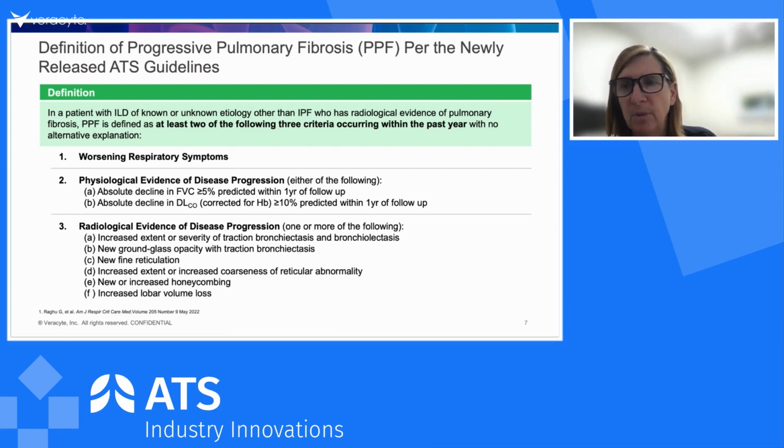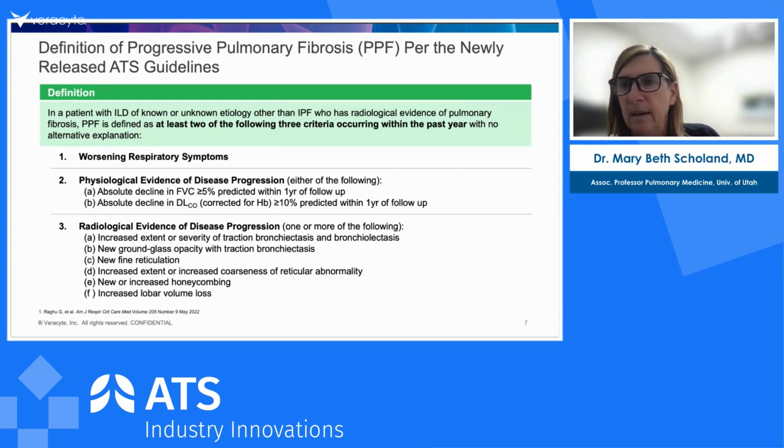This is a new term. We've used other terms in the past for thinking about progressive interstitial lung diseases. And the guidelines have defined this for us so we can think about it in our clinical practice. They've defined it as a person with an interstitial lung disease of known or unknown etiology that's not IPF, who have 2 of the 3 following criteria occurring in the last year.